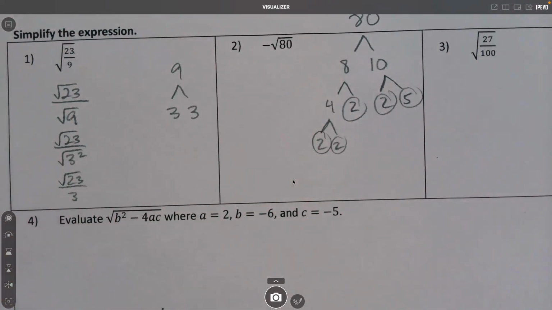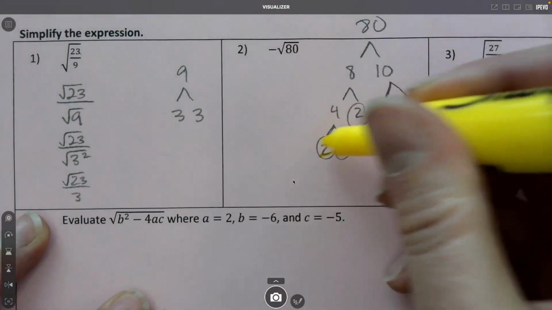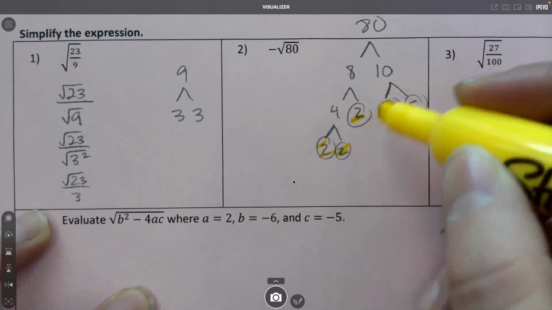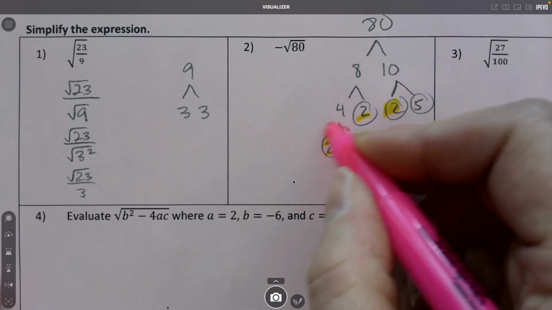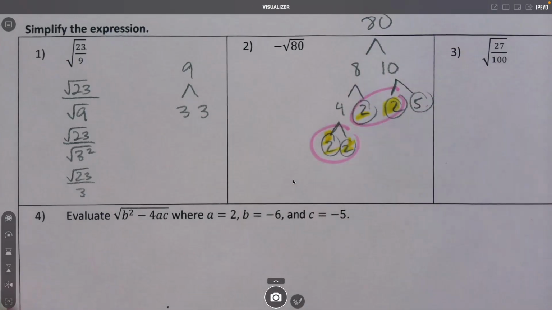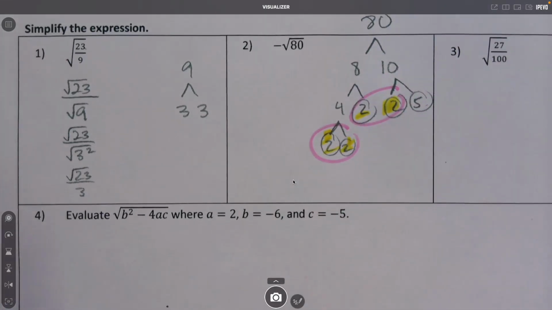So it looks like we've got the 2 pairs of 2 again, just kind of like we did on the 32 on the other side. So these 2 are going to be a nice square root we can take. Same thing for these 2. The 5 will be left over inside the radical.